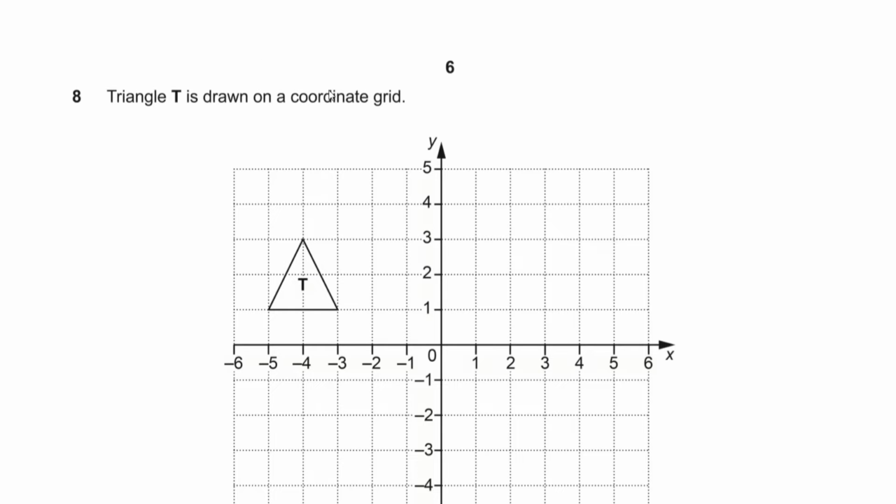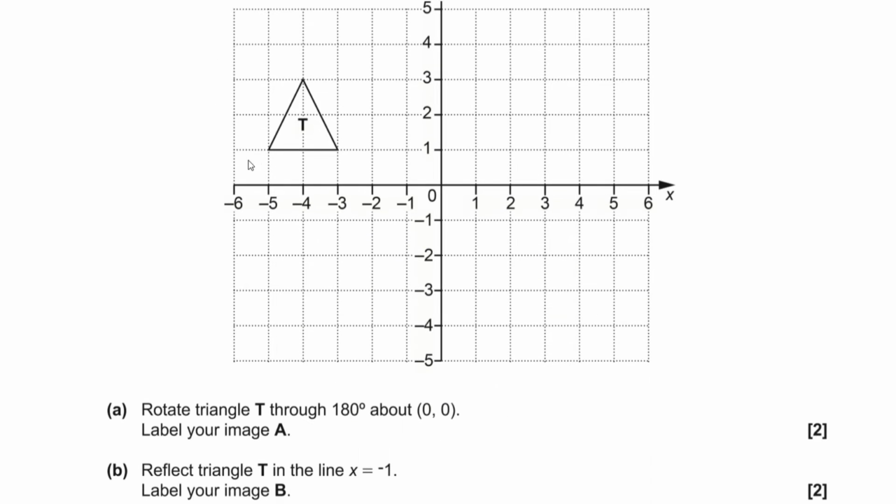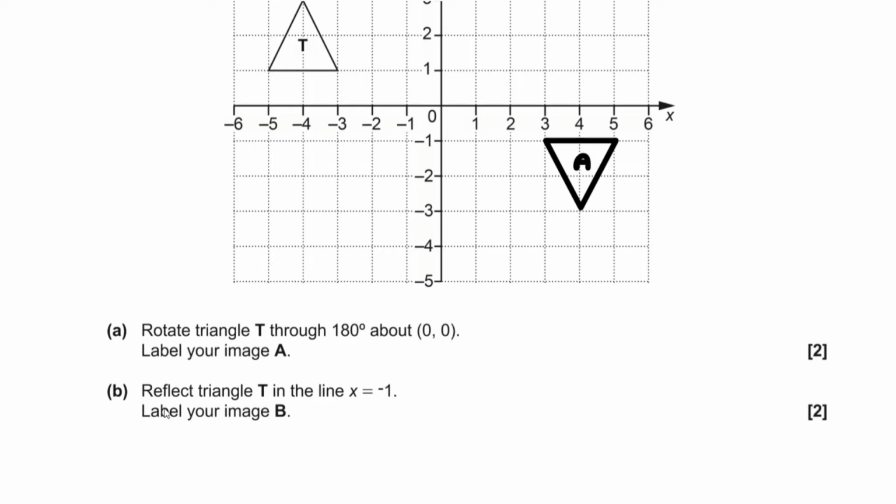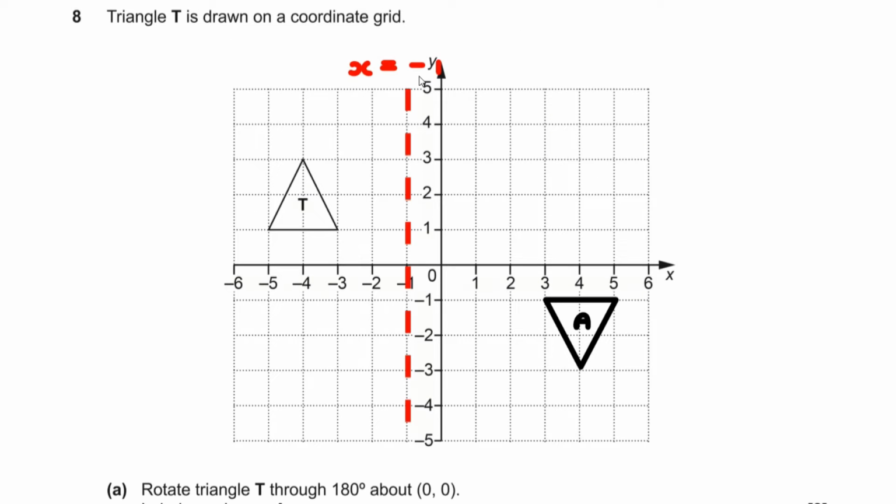Question number 8, triangle T is drawn on the coordinate grid. That's what we see here. Part A, we have to rotate triangle T through 180 degrees about the center of origin here. Label the image A. Here is that triangle. Part B, reflect triangle T in the line x equals negative 1. Here's the line x equals negative 1. So when we reflect T, we get triangle B.